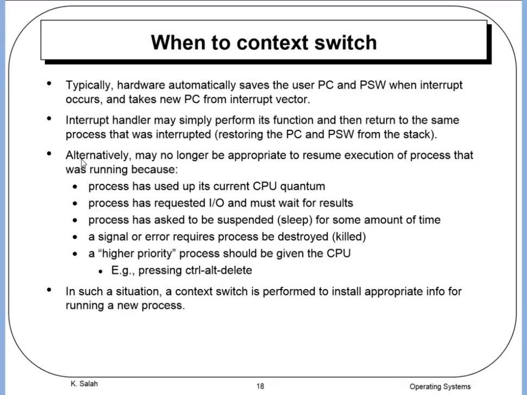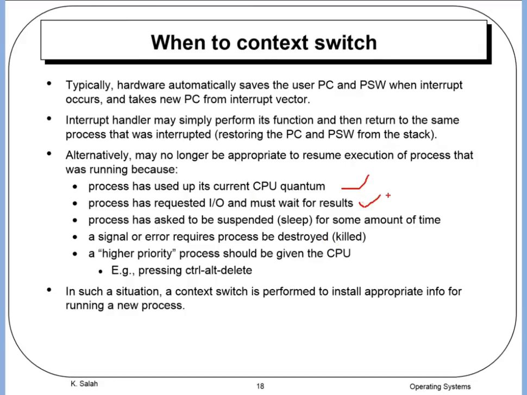So this bullet says it may no longer be appropriate to resume execution of the process, because that interrupt occurred for different important reasons. That interrupt can indicate the completion of the CPU quantum. So it's a timer interrupt, and it says this 10 millisecond CPU quantum has finished for this process, and now it's time to go and run some other process.